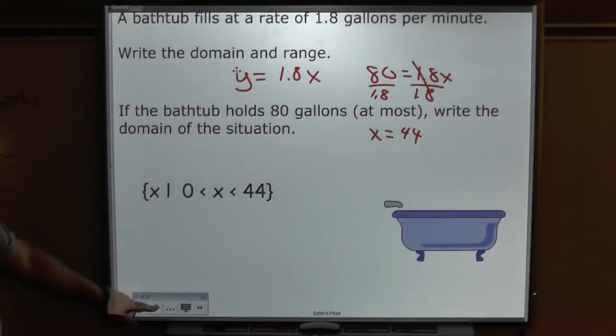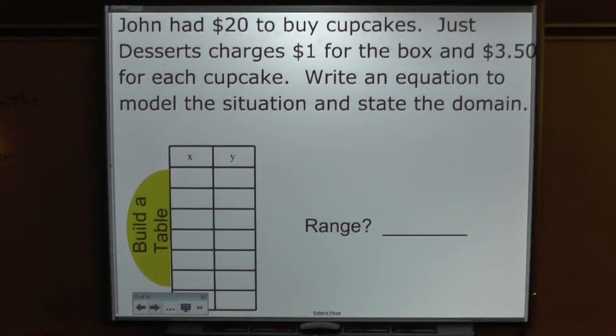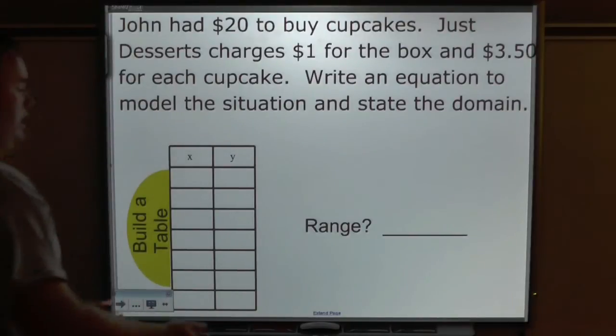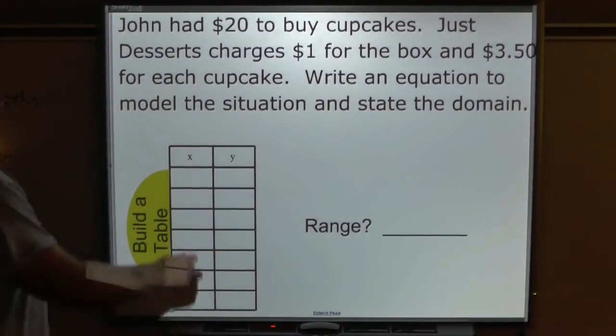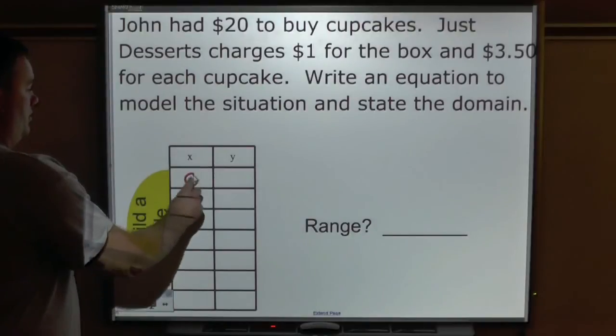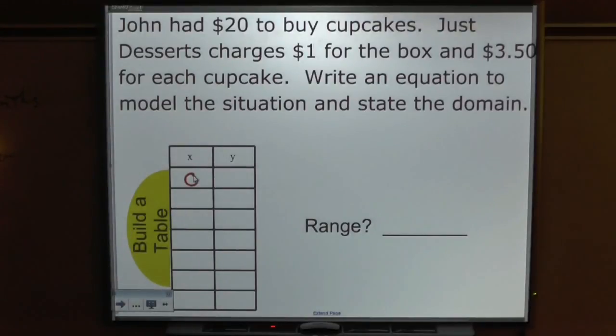All right. Next. John has $20 to buy cupcakes. Just Dessert charges $1 for the box and $3.50 for each cupcake. Write an equation to model the situation and state the domain. Okay, you've done this. You've looked at this before. But we're going to talk about this again. Writing this function, writing this equation. Start off with, we always start at the lowest point, so we're starting at 0.